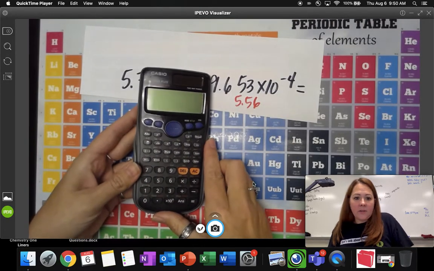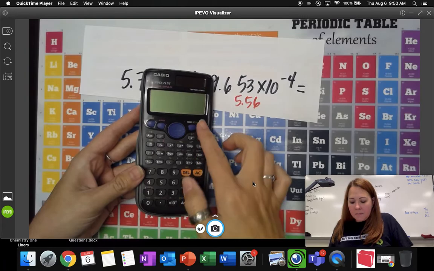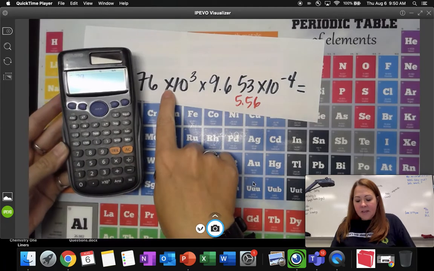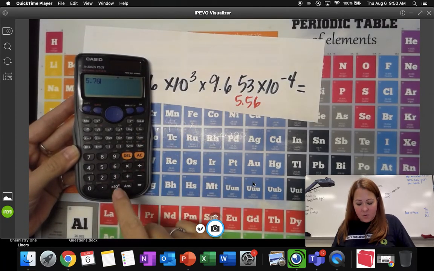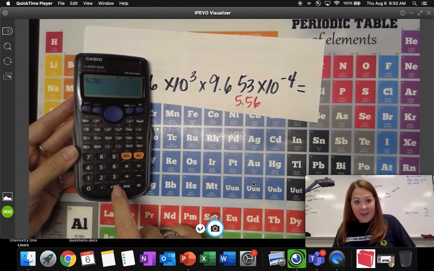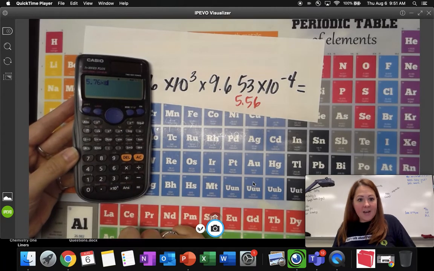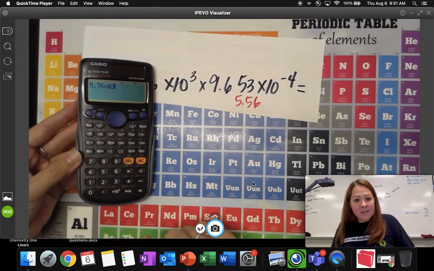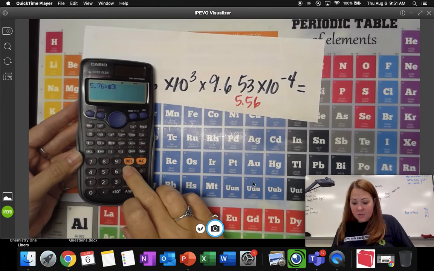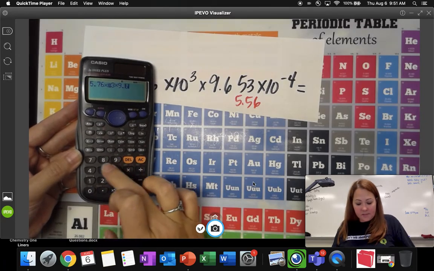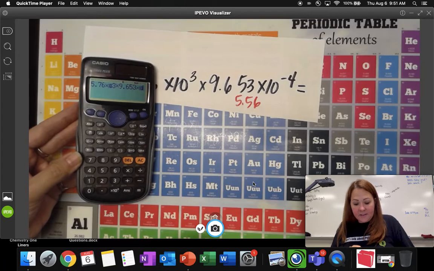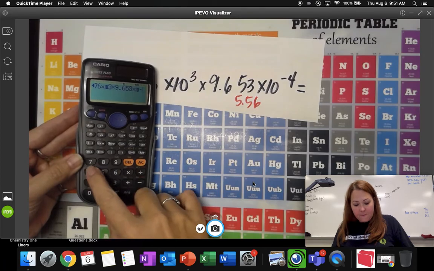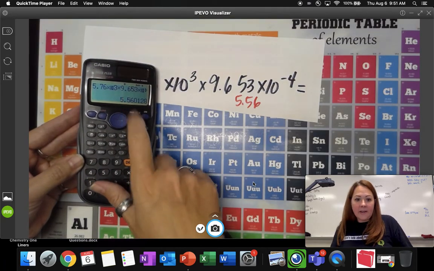A Casio calculator is just a little bit different. The only difference here with my 5.76, instead of the E button on a Casio, it actually says times 10 to X. So you're just going to push that, and it actually says times 10, and then it throws you up into that little exponent to 3. And then I'm just going to hit times 9.653. And then again, I've got the times 10 to the negative, so negative 4, and then enter. And again, I get the same answer.